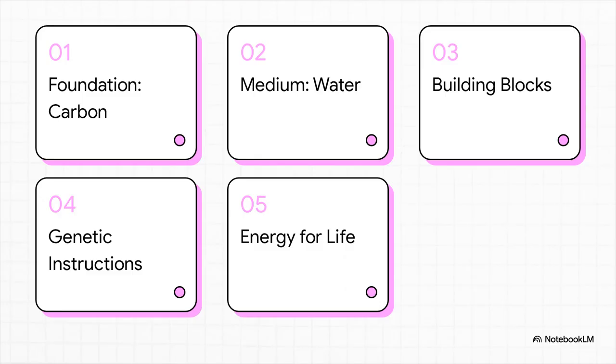We're going to start with the MVP, the most important atom of all, carbon. Then we'll check out the watery world where everything happens. After that, we'll see how the key building blocks get put together, how the genetic instructions are read, and finally, what actually powers this incredible system.